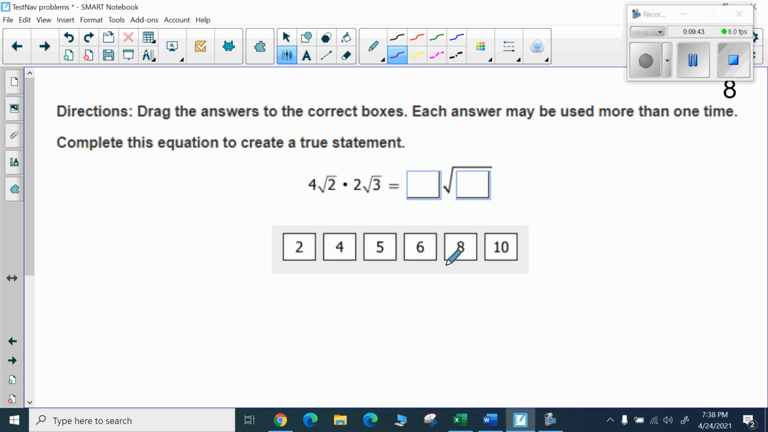Here is question number 8. Drag the answers to the correct boxes. Each answer may be used more than one time. Complete this equation to create a true statement.